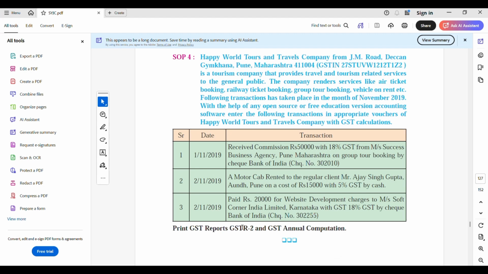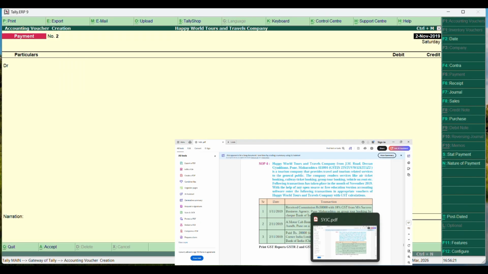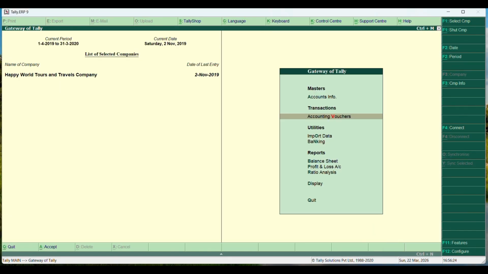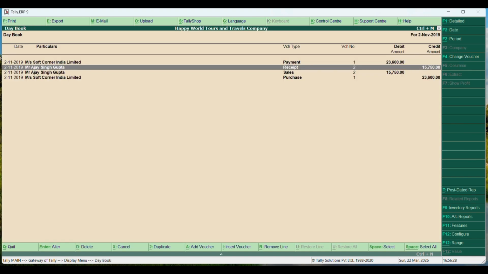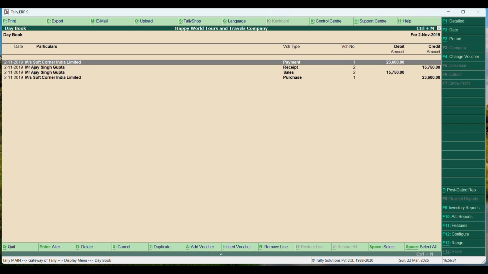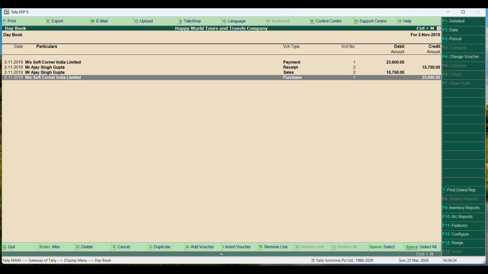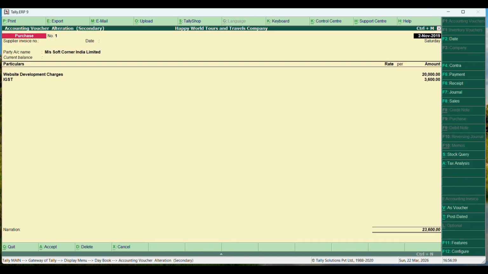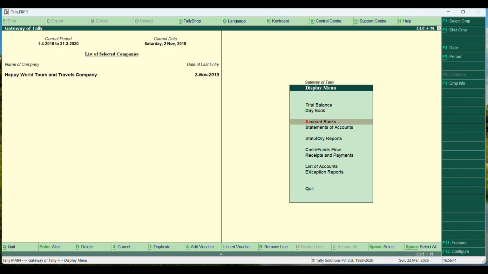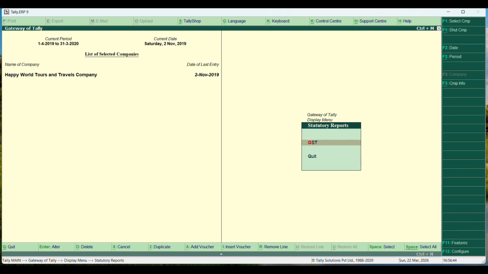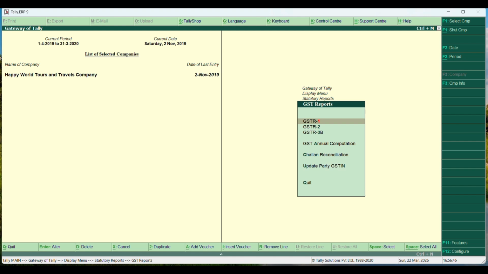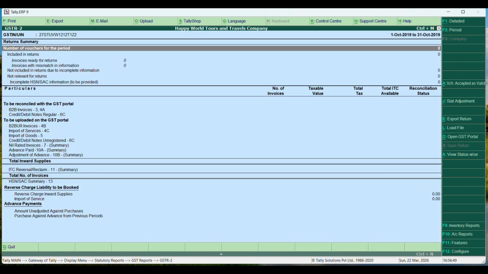Now last we have to print the GSTR2 and GST annual computation. So for all the reports, again we go to D for display and daybook. You can see all the transactions which we have done. You can take the printouts of the transactions, whatever you require. Now here we want GST related, so we'll come under statutory reports, GST. Now I want GSTR2, so I'll go here. Now you can see there is nothing being seen, so no need to worry.